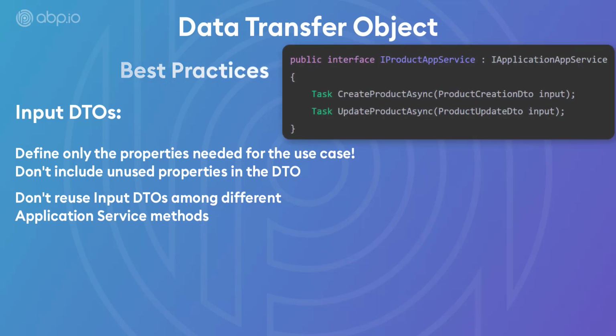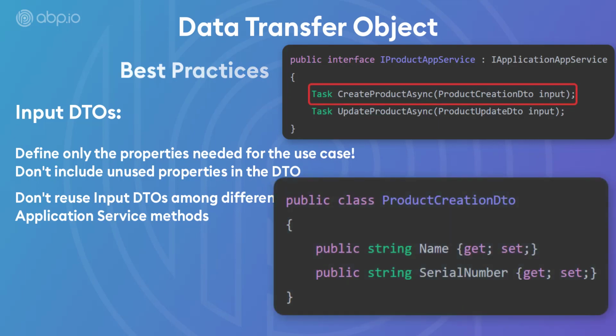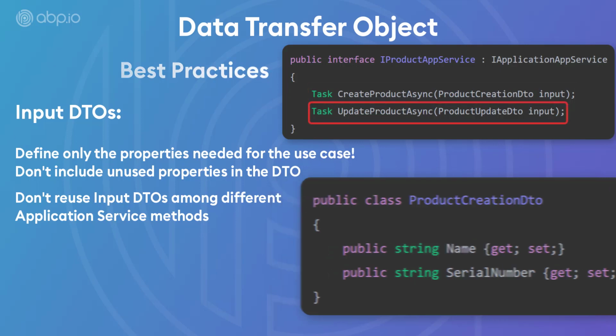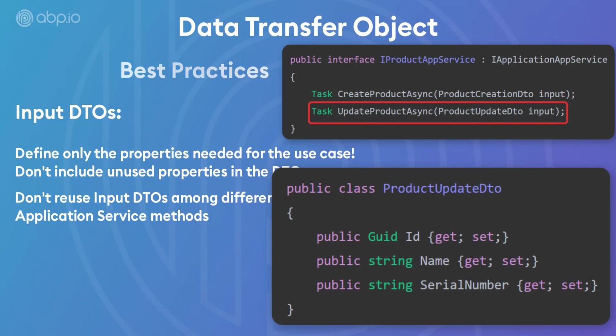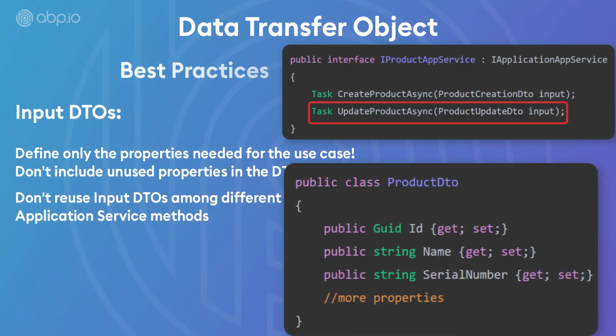If the application service method only creates a product, then make a createProduct DDO class. If the application service method only updates the product, then make an updateProduct DDO class. Do not make a product DDO class that has the properties of both the create and update. Different use cases will need and use different properties of the DDO, which results in some properties being used in some cases and not used in other cases. And that makes it harder to understand and causes potential bugs in the future.